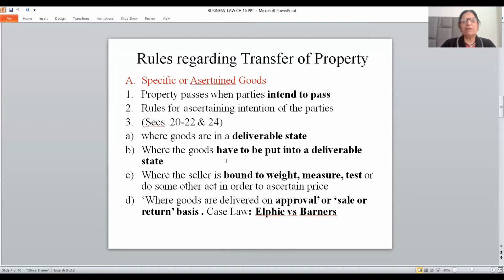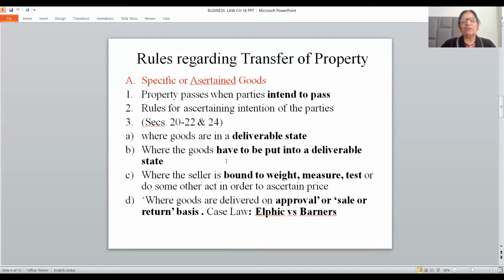But what will happen, friends, if intentions are not very clear? Then there are certain rules which have been laid down under sections 20, 21, 22 and 24. And then these rules will apply when the intentions of the parties are not clear. So let us know these rules now.